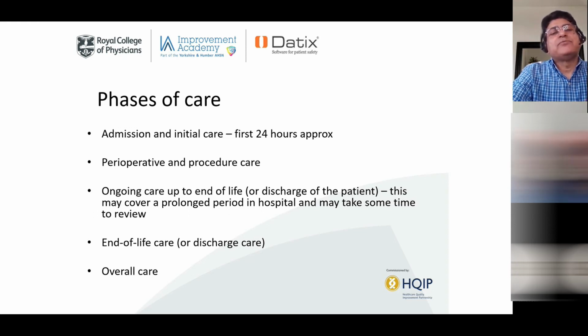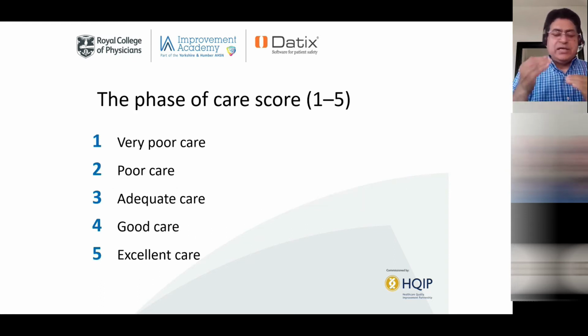So this is how five phases came into being. Each phase is then given scores. These are care scores. One is very poor care, then poor care, then 5 is excellent care, 4 is good care, and 3 is adequate, in the middle. So adequate care is adequate care.